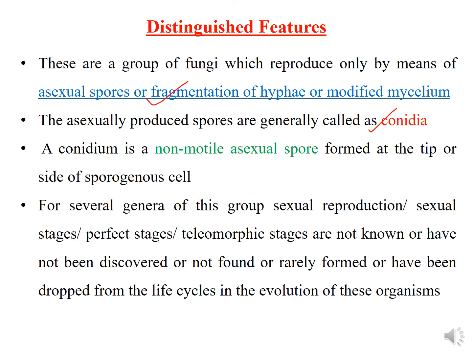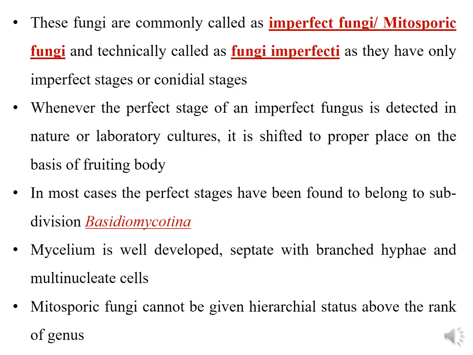Several genera of this group, that is under these Deuteromycotina fungi, do not have any sexual reproduction or sexual stage, what we call the perfect stage or teleomorphic stage, which is not known for this group of fungi or not yet discovered, or the sexual stages have been dropped from these life cycles during the evolution of these organisms.